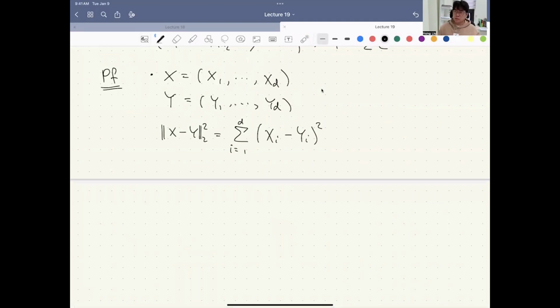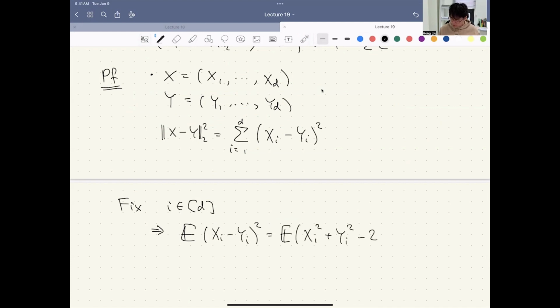Now let's fix the coordinates. Fix i in d. Look at the expectation of these. Then we have the expectation of xi minus yi squared equals, well, I just expand: xi squared plus yi squared minus 2 xi yi. But x and y are independent, so xi, yi are independent.